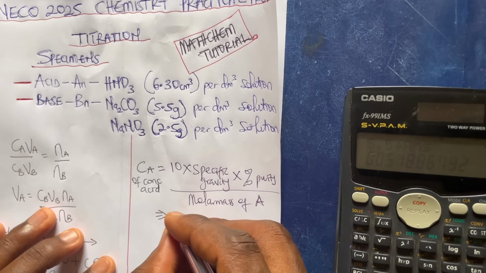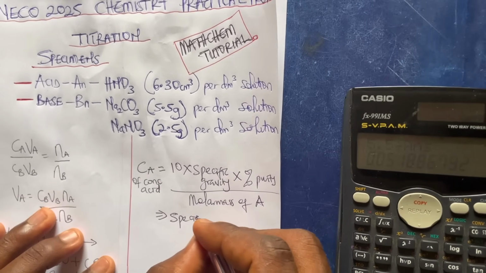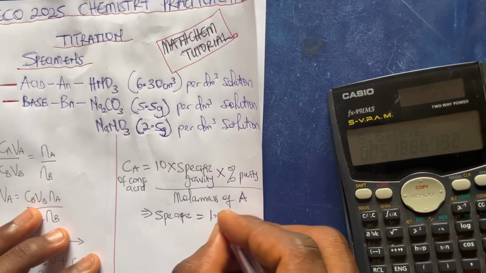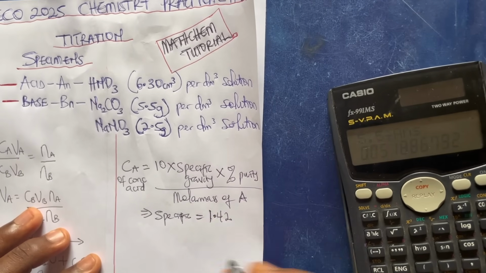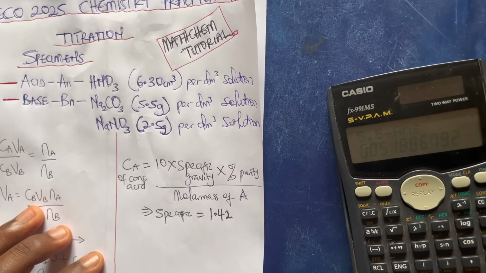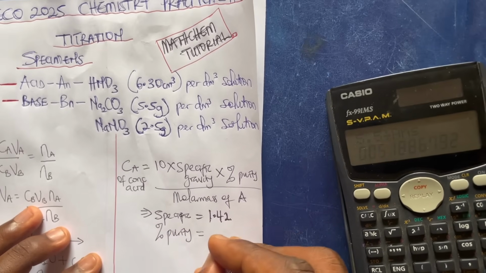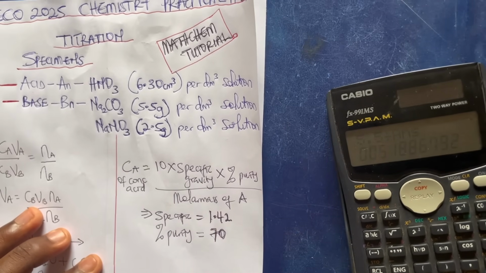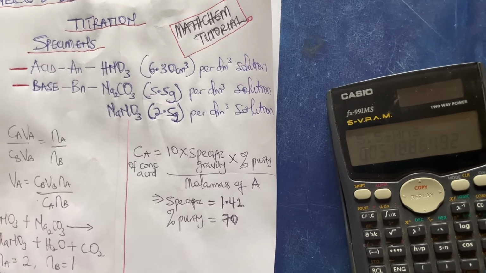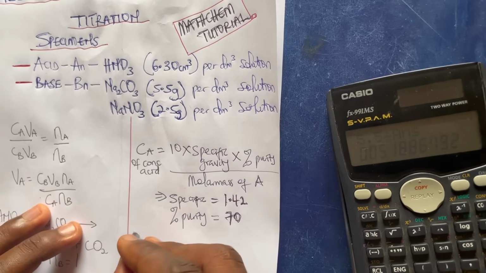So we check the labeling, the paper on that bottle, and you are going to see all these values there. The specific gravity of HNO3 is 1.42 gram per dm cube. And what about the percentage purity? Percentage purity is always 70. They are written on the label of the acid. So now let's go to the formula. Before that, let's calculate the molar mass.